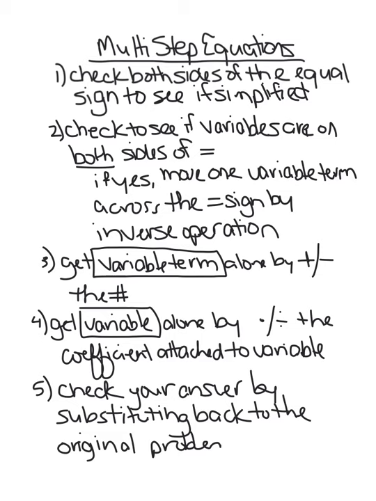All right, so those were the main steps, right? Check both sides of the equal sign if they're simplified. Check to see if the variables are on both sides of the equal sign. If they are, then we need to move one of the variable terms across that equal sign. Step 3 is to get the variable term alone by adding or subtracting the number, that's the constant, and then get the variable alone by multiplying or dividing the coefficient and then checking your answer.